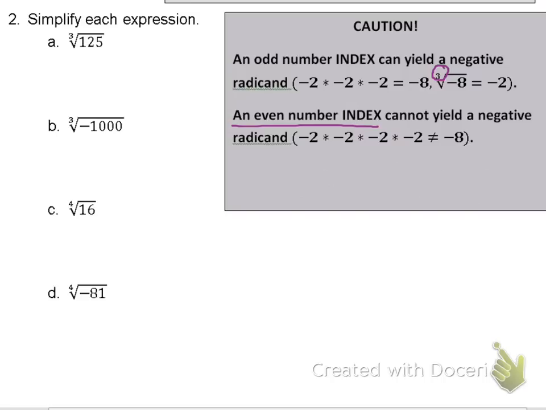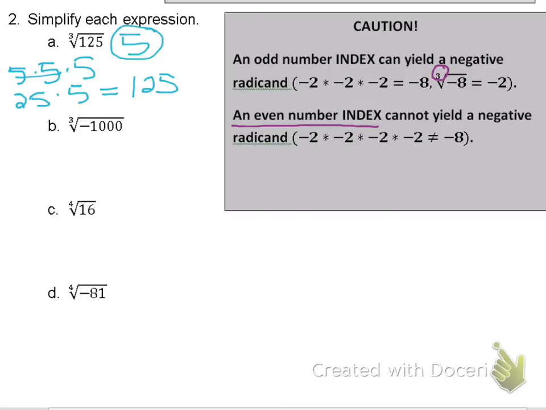So let's look at the below examples on the first page here. So we have the cube root of 125. So we have to figure out what number times itself 3 times equals 125. So let's start with 5. 5 times 5 times 5. So 5 times 5 is 25 times another 5 equals 125. So the cubed root of 125 is 5.